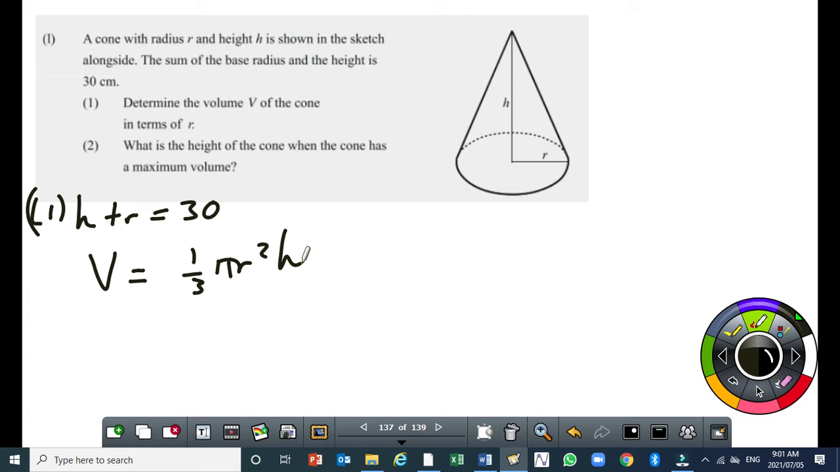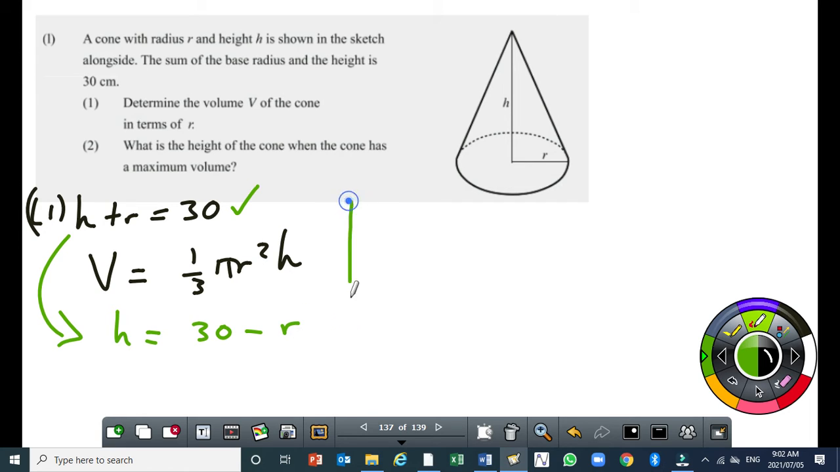So V is equal to 1 over 3 pi r squared h. But the question says we need to determine the volume only in terms of what? Of the radius. So we need to eliminate this h. That's why I have to write this equation first. Using this equation, I can make h the subject. So from here, h is going to be equal to 30 minus r.